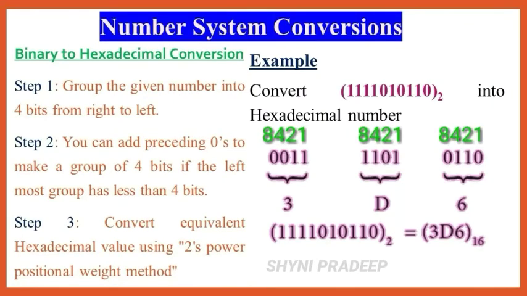You have to multiply each bit with its power. Okay. So here 1 plus 2 is 3. Here 1 plus 4 plus 8 is equal to 14. 14 means what? D. And next see here 2 plus 4 is 6. So the answer is 3D6 base 16, because this is a hexadecimal number.